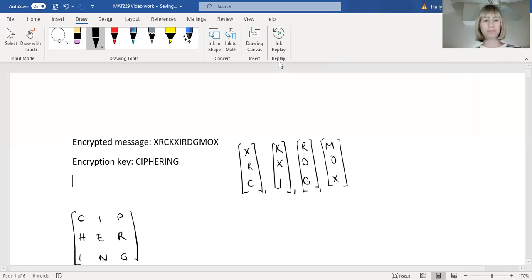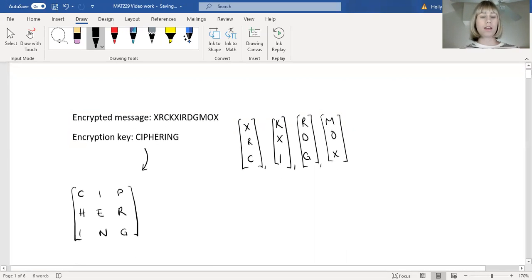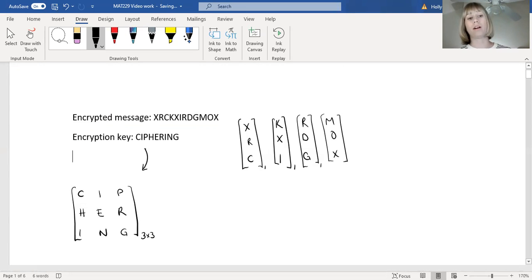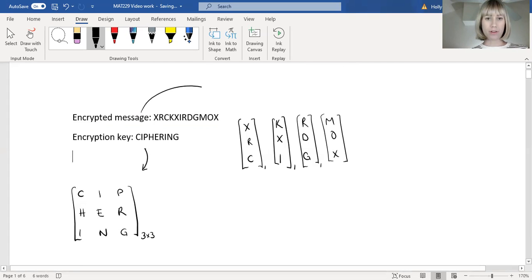As you can see here on the screen, we have our encrypted message and our encryption key. The encryption key is going to be rewritten into a block matrix, in this case a 3x3 matrix. This will allow us to do further calculations on this matrix and also find the inverse of it. The encrypted message, rather, will be written into vectors.